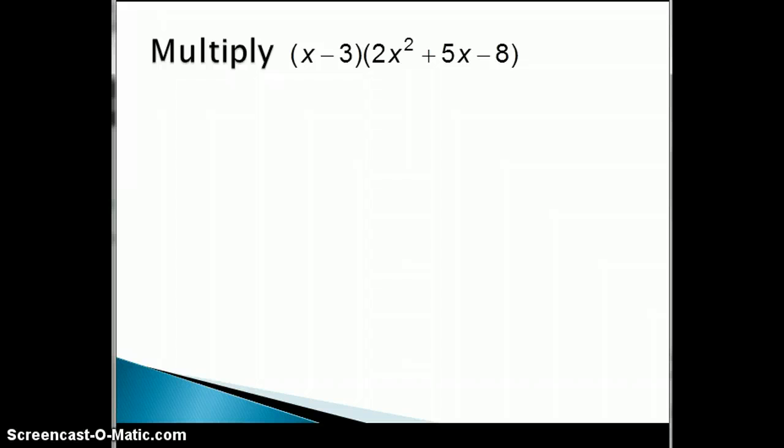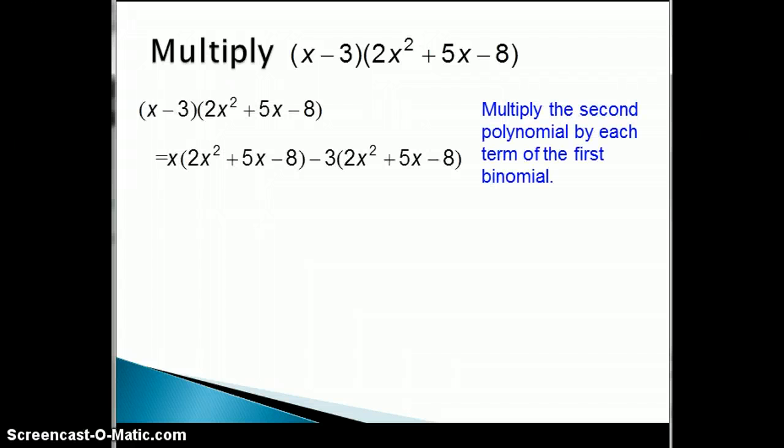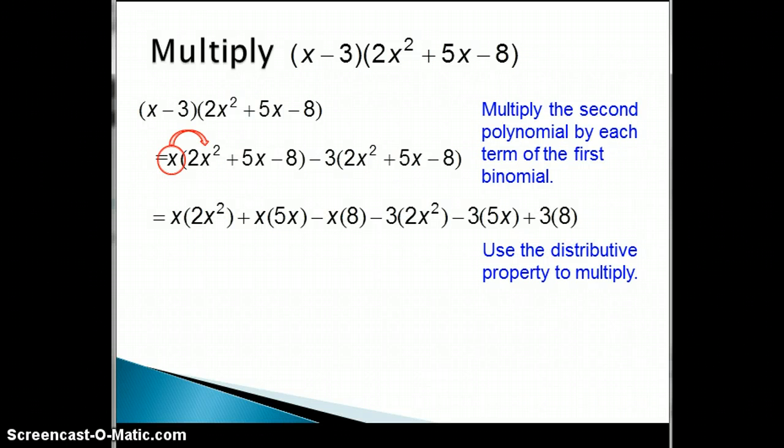Now let's look at one that's a little bit more challenging. This one we have a binomial times a trinomial. So since neither one of these are monomials, what we need to do is multiply the second polynomial, which is the trinomial, by each term of the first polynomial, which is a binomial. So we're going to multiply x times the 2x squared plus 5x minus 8. So we're going to distribute that x through.